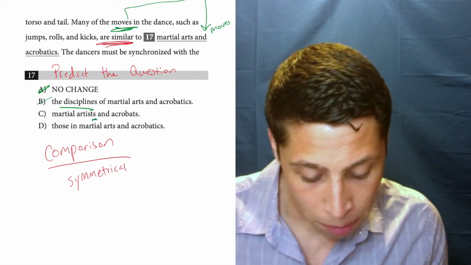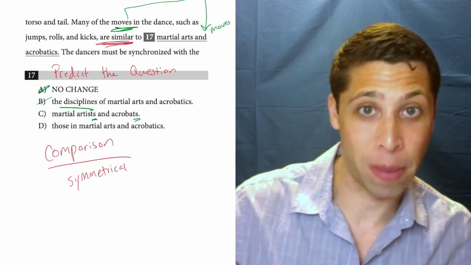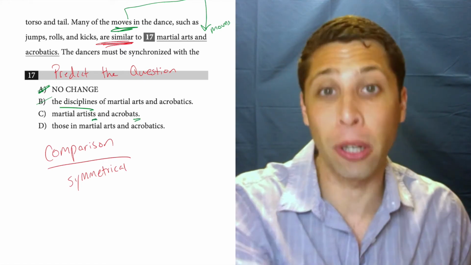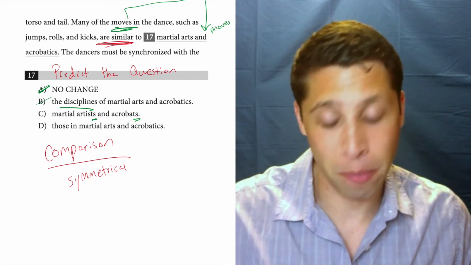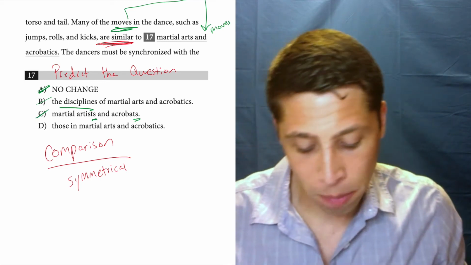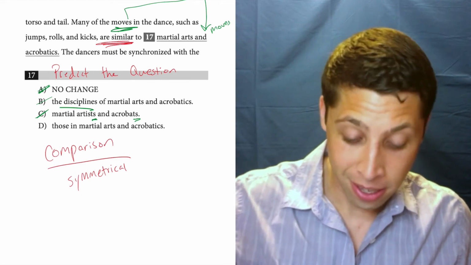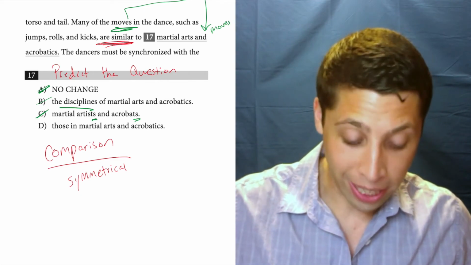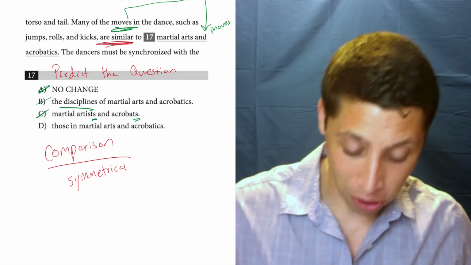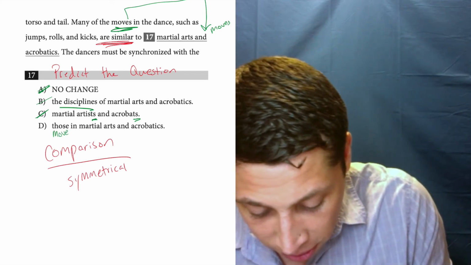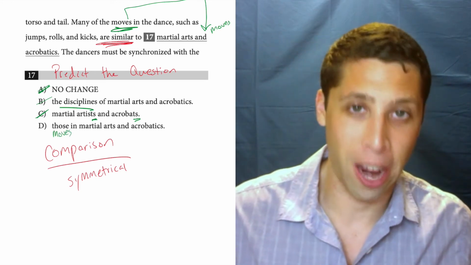Now, C is changing it slightly, but instead of comparing it to the discipline, it's just comparing it to the people, right? The artists and the acrobats. So again, we don't want to compare a kick to a person. That's not right. It's not a good comparison. What we want to do is compare the kicks and the jumps in the dance to the kicks and the jumps in martial arts. So the moves in martial arts and acrobatics.